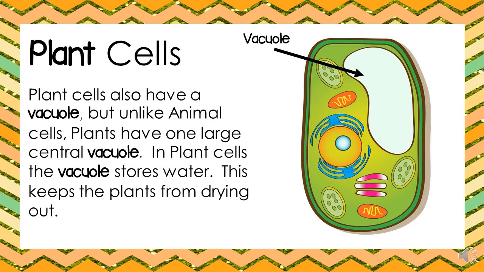Here's that vacuole, like I told you. Plants have one large central vacuole. A vacuole stores water, and this helps them from drying out. So if you ever see a plant that looks wilted, their vacuoles are going to be very small.